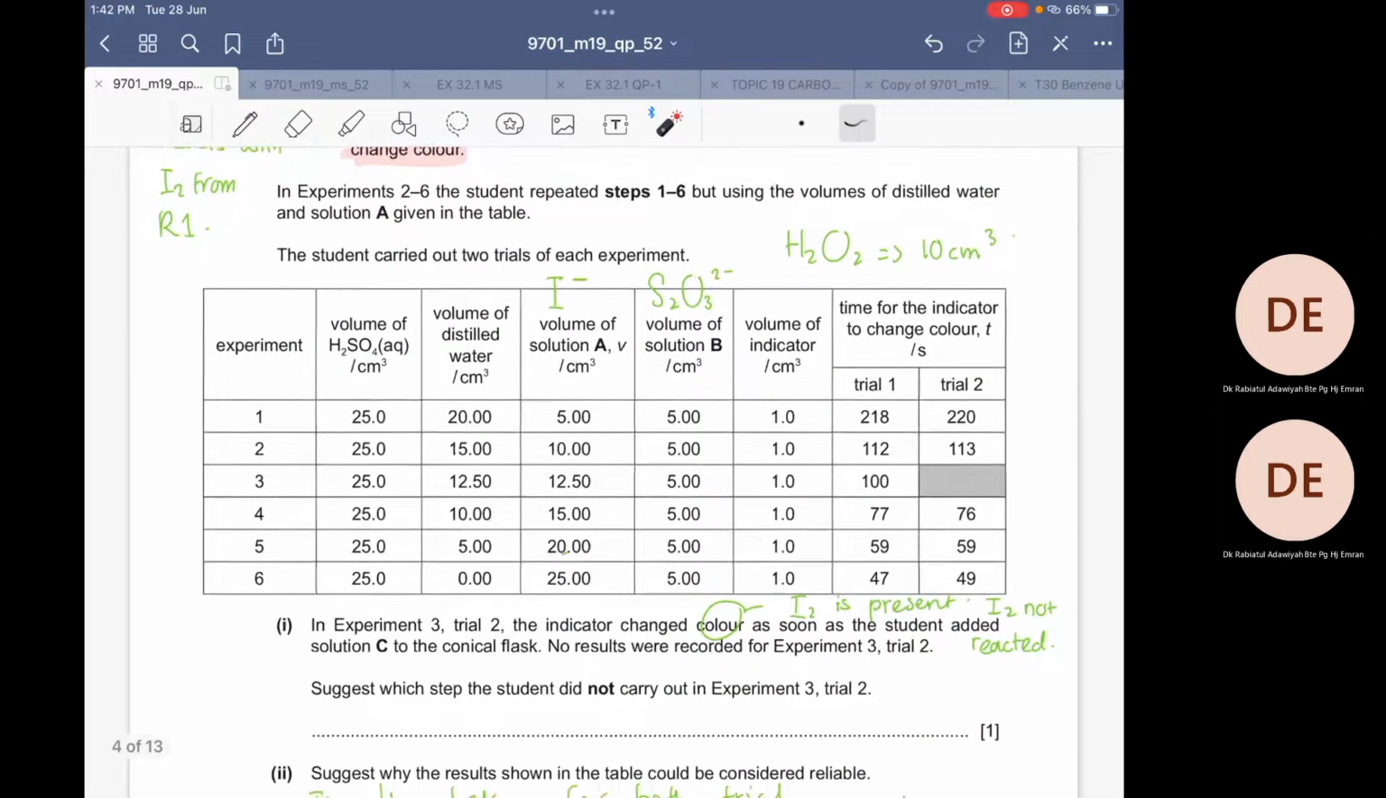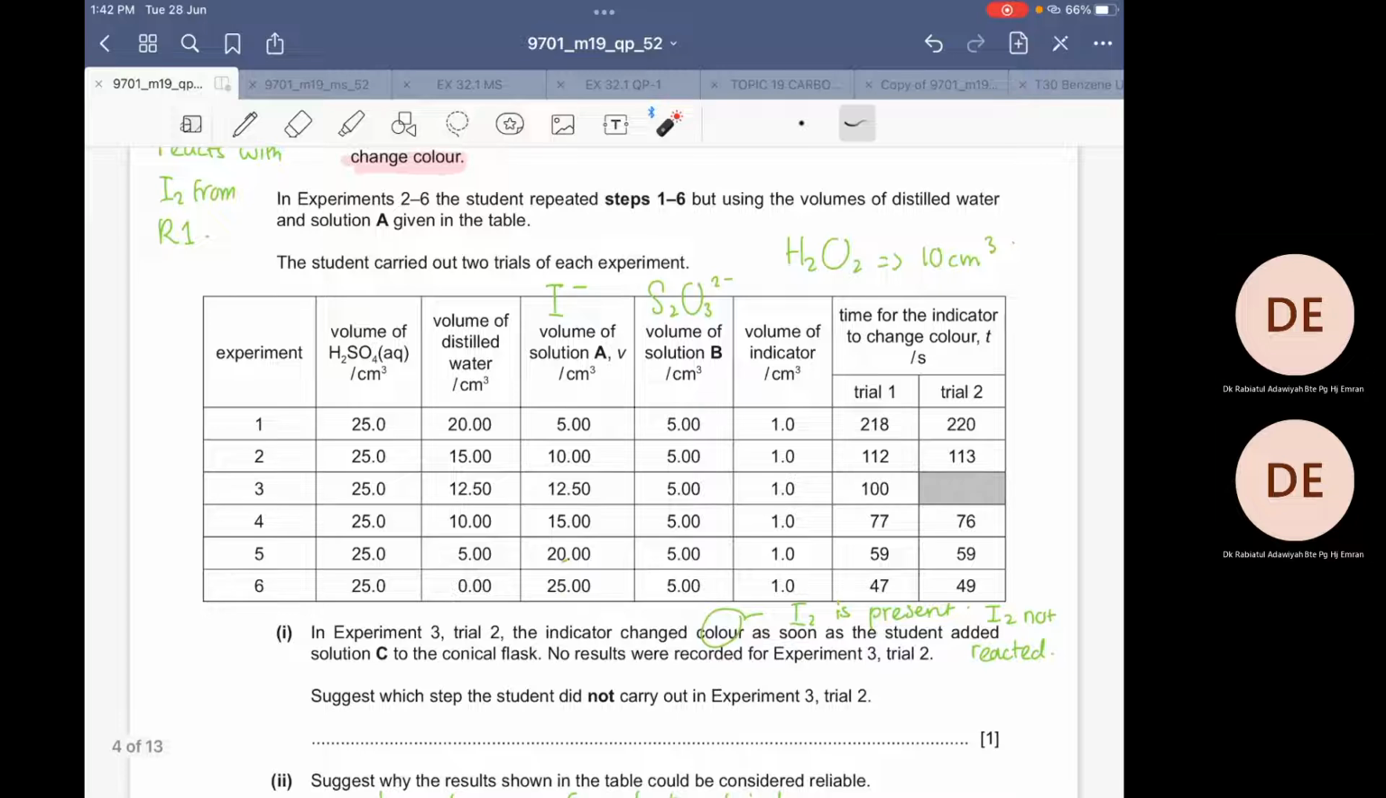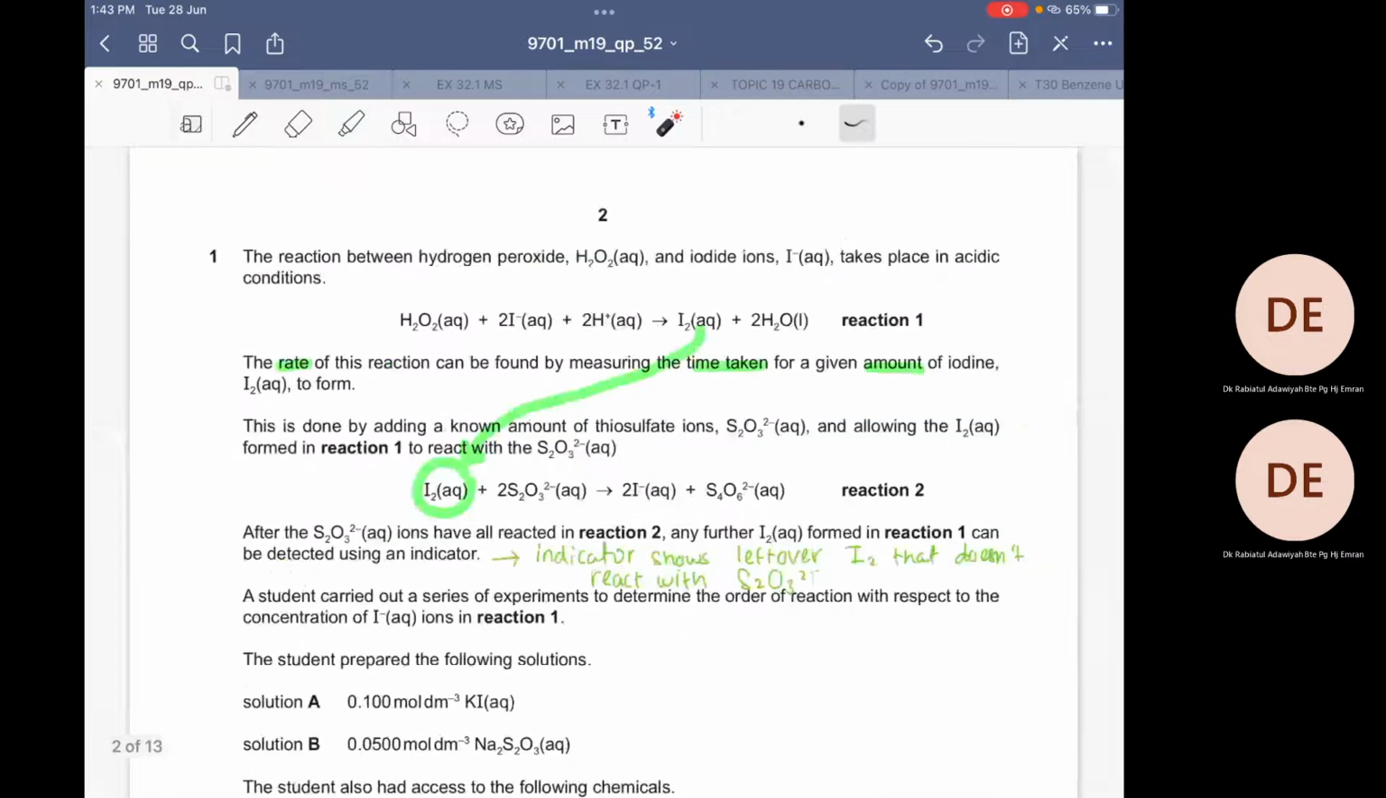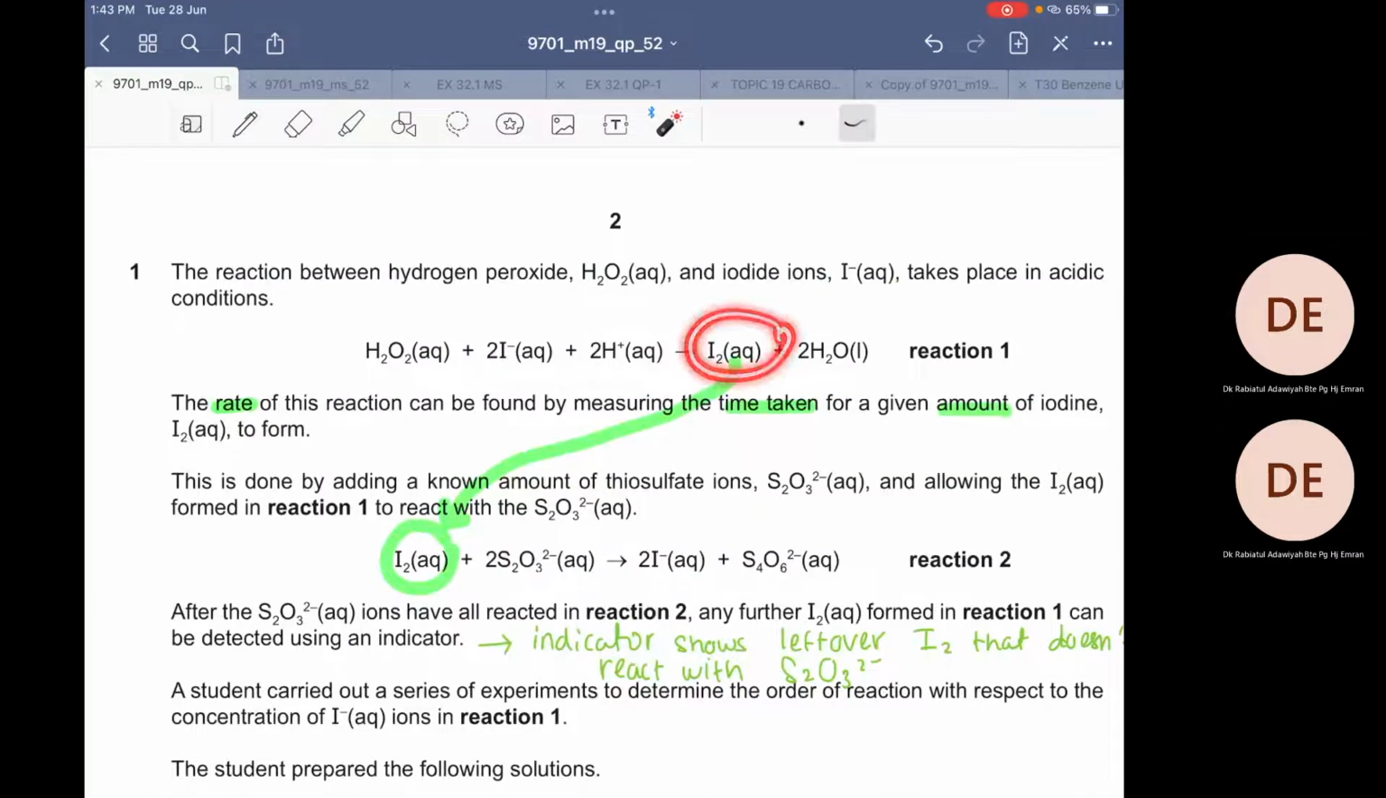In experiment 3, trial 2, the indicator changed color as soon as the student added the solutions together. No results were recorded. So that means the iodine is present, because the indicator will change color the moment it detects the presence of iodine in the mixture. So this means the iodine was not reacted. This iodine did not react with the thiosulfate.